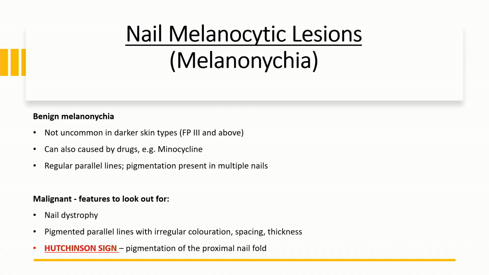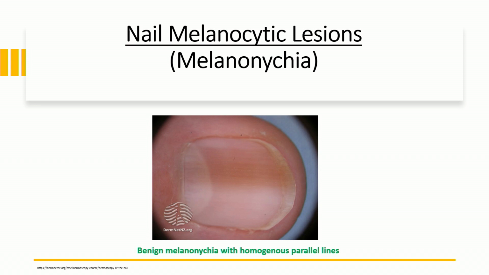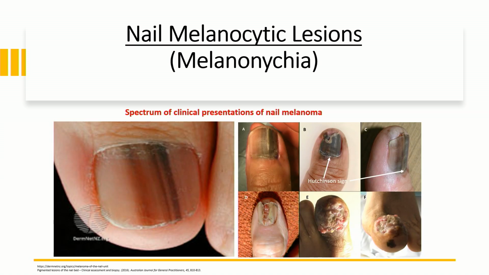And one of the telltale signs is Hutchinson's sign. So normally it will grow distally and then it goes back, right? Like proximally. So Hutchinson's sign is when the pigmentation has reached the proximal nail fold. So this one is benign, so you can see that it's quite homogeneous. Whereas these ones, they are all melanoma.